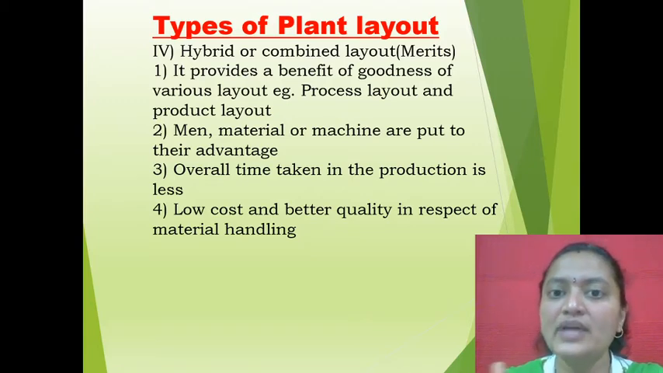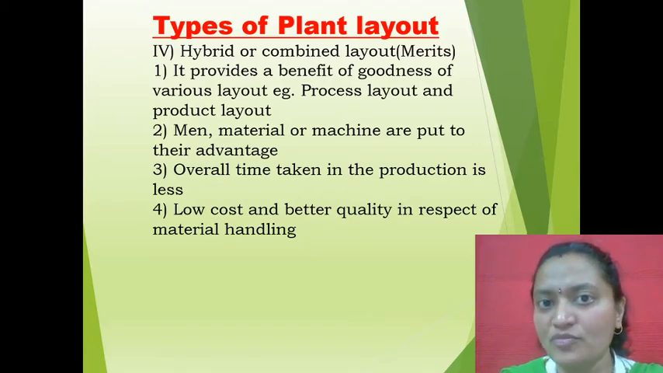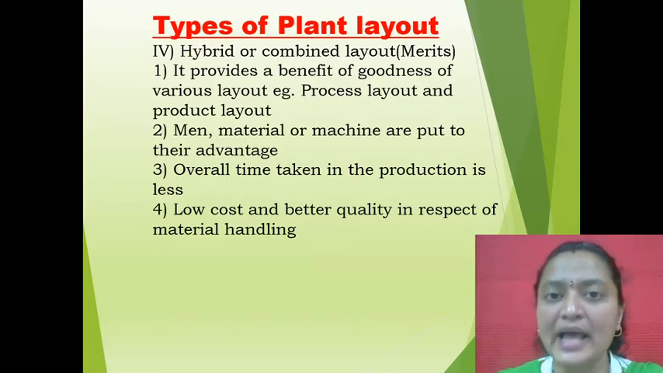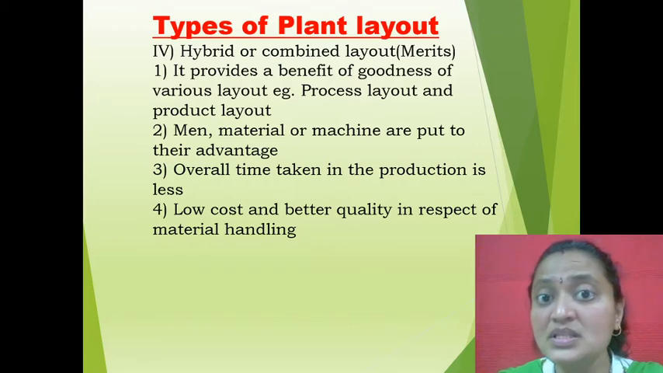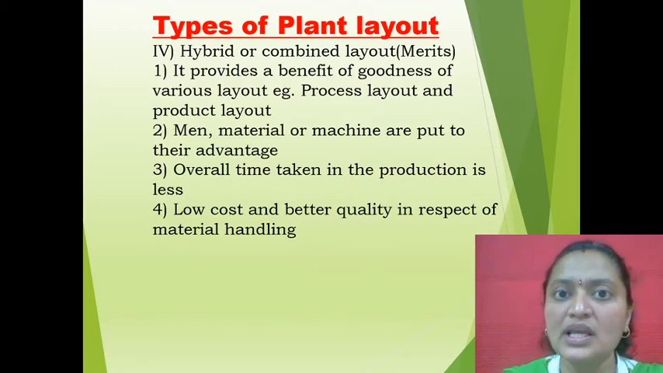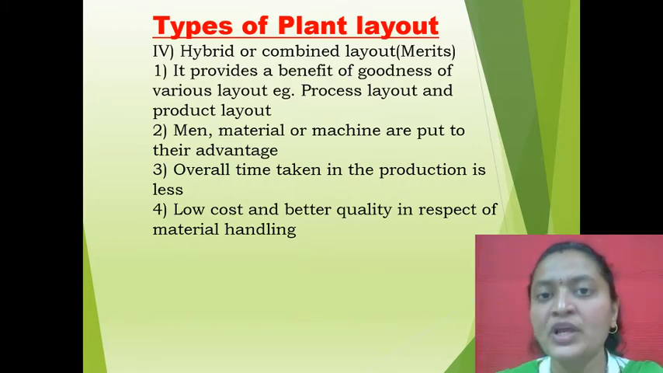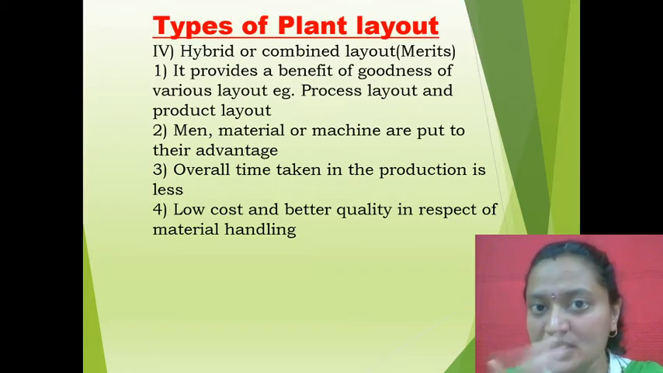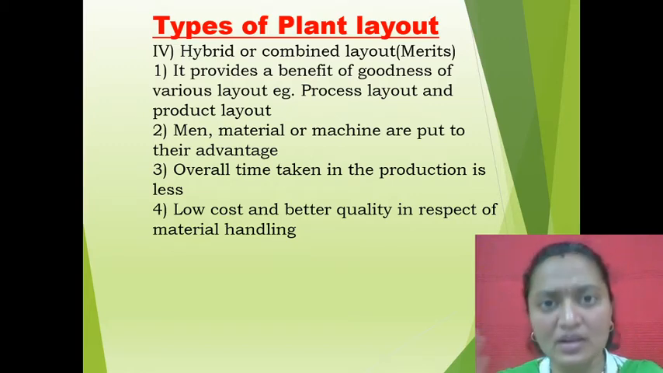Now already we had studied the previous types of plant layout. In that, what was there? Product layout was there, then process layout was there. Now hybrid or combined layout, as the name itself suggests, combined means it is a combination of product layout and process layout. First, once again, briefly, we'll see what we mean by product layout and process layout.